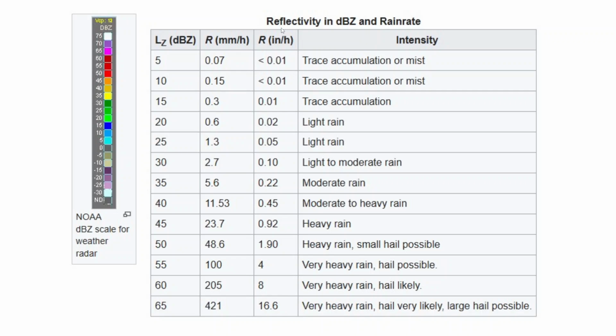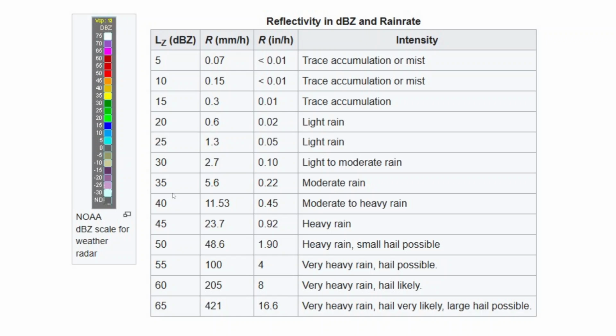And this is another thing that I'm going to be putting in all videos. This is a chart of dBZ, which is a scale used for weather radar. From 5 to 15, it could be mist or accumulation. From 20 to 25, it's typically light rain, like right here. 30 is light to moderate rain, and 35 is just moderate rain, which is getting into the yellows.